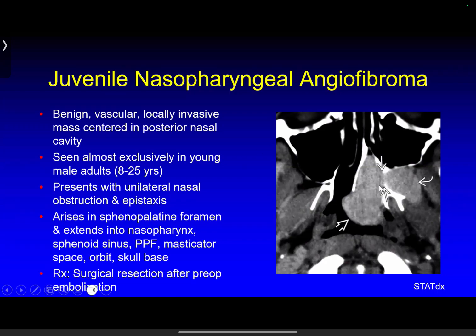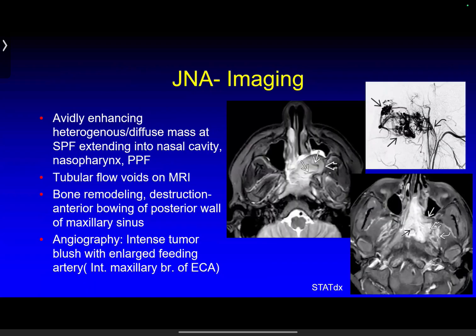So this is the classic origin of the tumor, from where it extends into the nasal cavity, into the nasopharynx, into the pterygopalatine fossa, masticator space. Once it gains access to the masticator space, it can extend up into the intracranial compartment, into the orbit. And these are usually surgically resected, but because they are so vascular, the surgeons will often request the interventional radiologist to preoperatively embolize these before they go in to resect it.